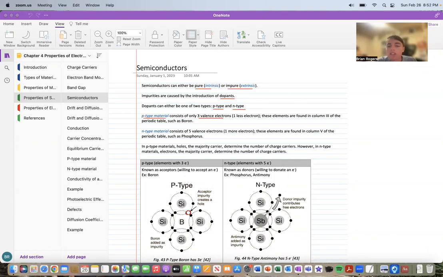Whereas n-type materials have 5 valence electrons, so they have 1 more electron. That extra electron is basically going to be moving about, so it's going to be more negatively charged, such as phosphorus. Antimony can also be used for an n-type material. In p-type materials, holes are the majority carriers, whereas in n-type materials, electrons are the majority carriers.